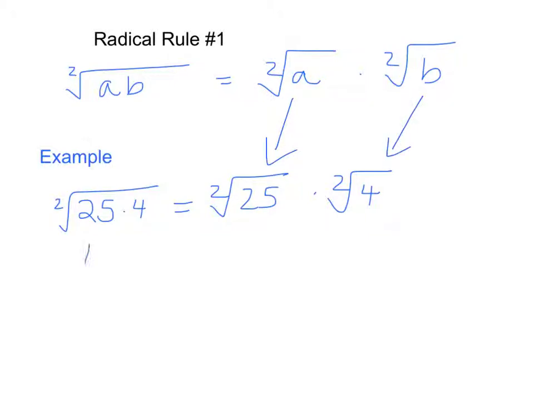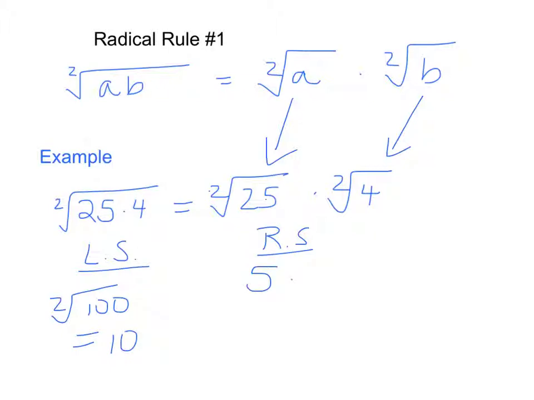Now let's play with this, looking at a left side and a right side, and see if we can get them to be equal. First of all, if we play with what's under the radical, we get the square root of 100, and we all know now that the square root of 100 is 10. So that side equals 10. Let's look at the right side. What's the square root of 25? 5. What's the square root of 4? 2. 5 times 2 is 10. Since both sides are equal, we have just given a great example for rule number 1. We're going to be using rule number 1 to simplify radicals in the next steps.